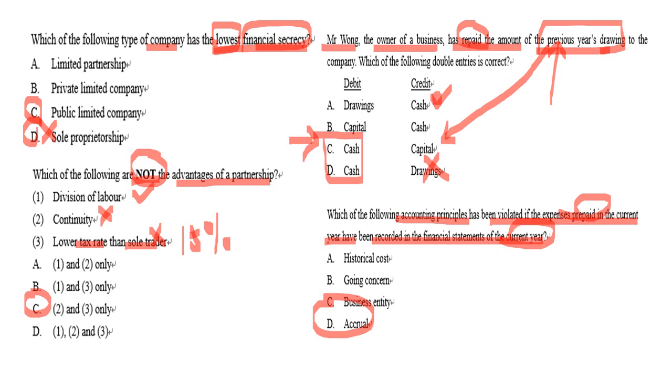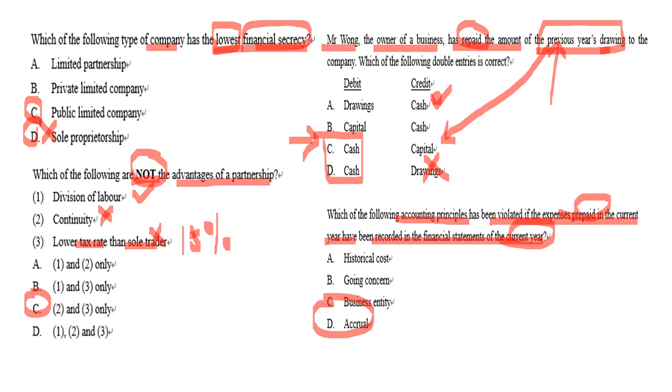Lowest, that means no, has to disclose, right? The answer is wrong. It has to disclose the financial information to the public. To the public, that means C, right? Public limited company. This one, not the advantage of a partnership.